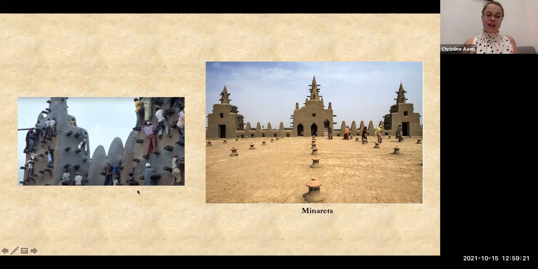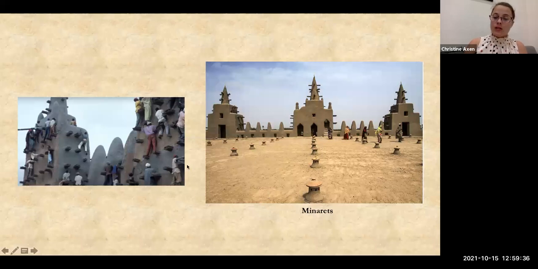And every year there's like a sort of festival where this would happen, and people use these jutting out pieces of wood, which are also decorative, to climb the facade and to actually replaster it. And this is a building method that has been used since the 14th century. So here on the right, you can see this is a view from the roof forward, facing the direction of Mecca, facing the Qibla wall with the 3 minarets there. And on the top of each one is an ostrich egg.